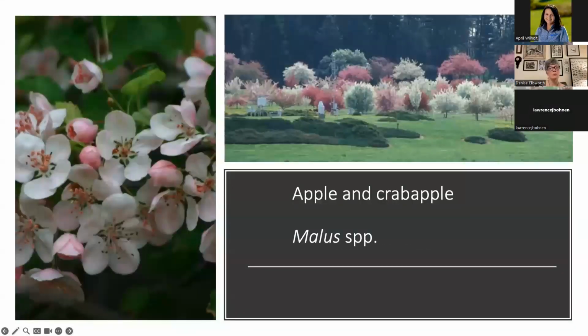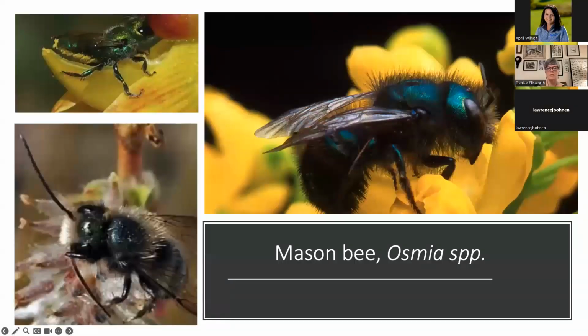Apples and crab apples, really wonderful for lots of different bees. I think Cornell identified something like 120 different bee species that forage on apples and crab apples. So a really great pollen and nectar source, and those flowers are very open, very available. Great for mason bees and lots of other bees.